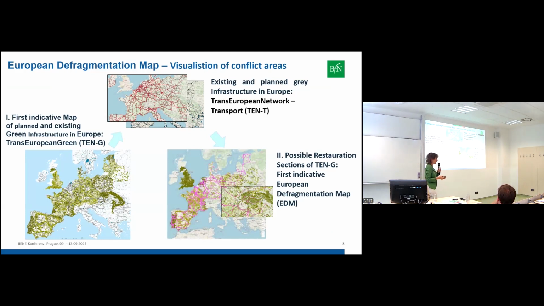We had to do something because it's not okay. There were many mistakes in the GIS, so we had to correct that. And then we overlaid that and got the first European defragmentation map. So that could be where the red areas are possible restoration sections. But this is not the end.